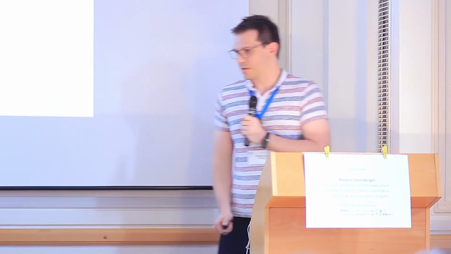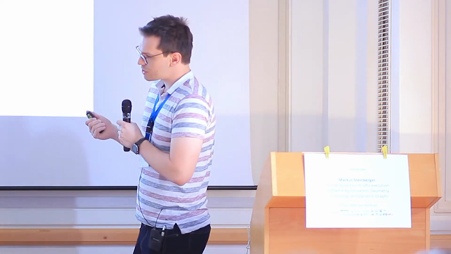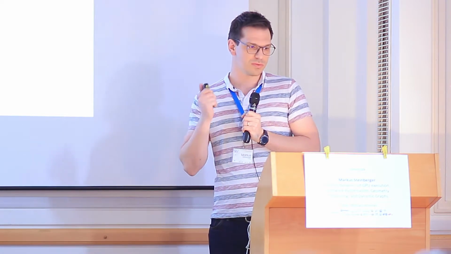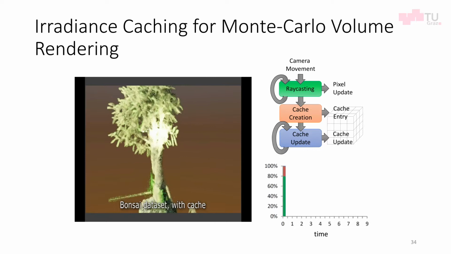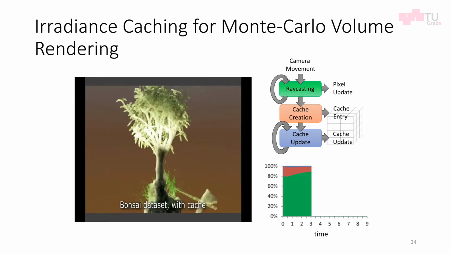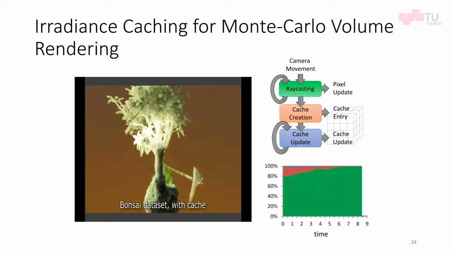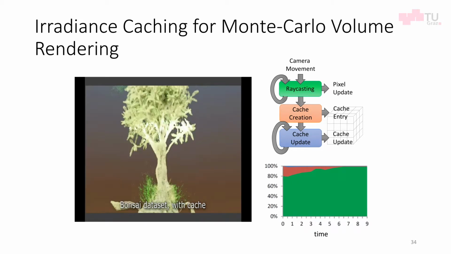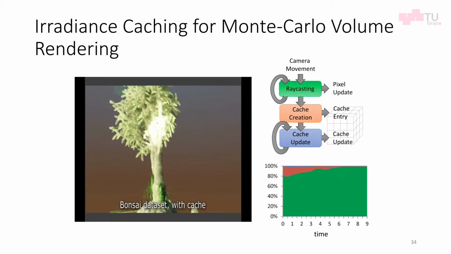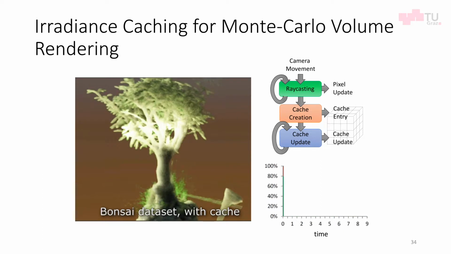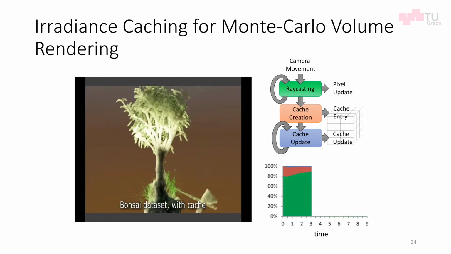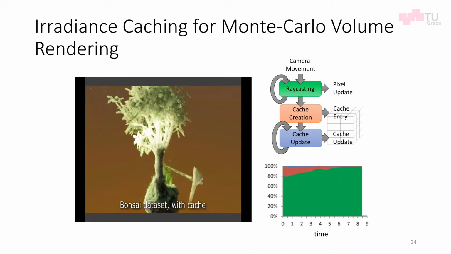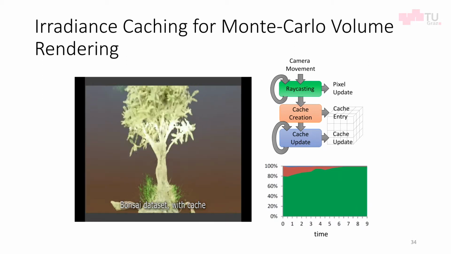Okay, it's not just about performance, it's also about doing things that you could not do before. So here's an example which is called Irradiance Caching for Monte Carlo volume rendering. What we're doing here is we are raycasting a data set, and we want to, on the fly, build an irradiance cache. And what we're doing is, when you cast a ray and you hit a point, you figure out, is there an irradiance cache sample? If it is there, you use it. If it's not, you want to schedule the creation of one.